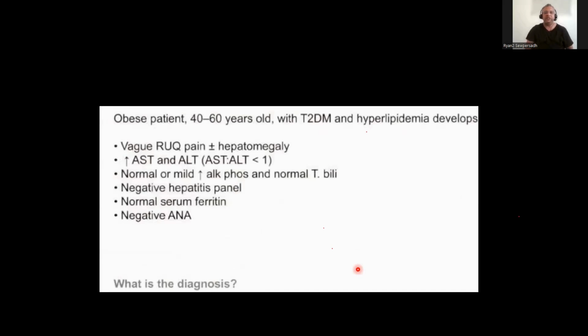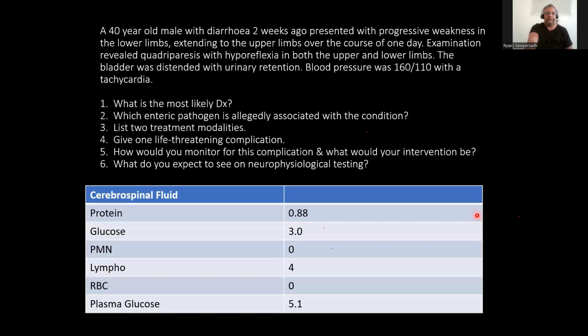Obese patient, 40 to 60 years old with type 2 diabetes, hyperlipidemia. So this is most likely, whenever they say diabetes in the question with the liver, it's probably fatty liver disease, and the nomenclature has changed now to metabolic associated steatotic liver disease, right? So the NAFLD.